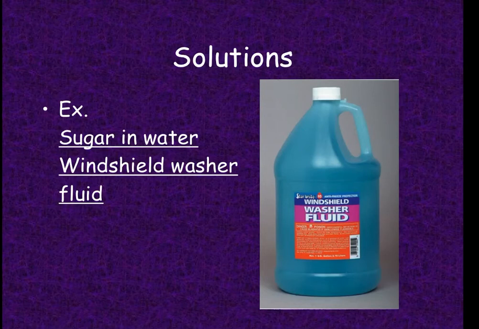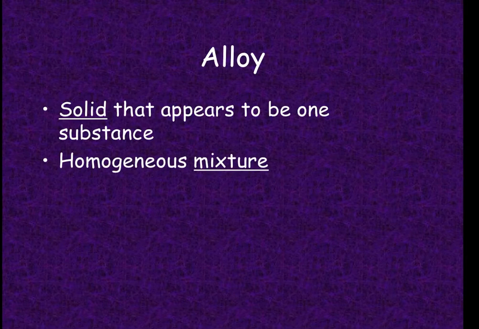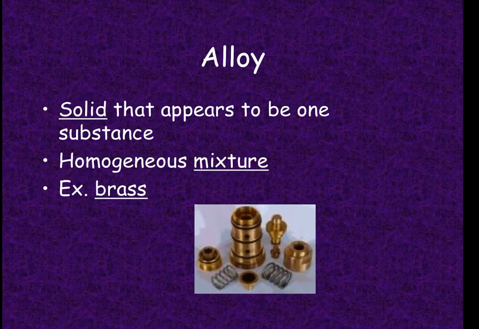Now, solutions tend to be liquids, although they can be gases. But if we have a solid version of a solution, that's what we call an alloy. An alloy is a substance that is solid that appears to be one, but it's actually made up of several different substances. It is a homogeneous mixture. And an example of an alloy is brass. Brass is actually a combination of copper and zinc.